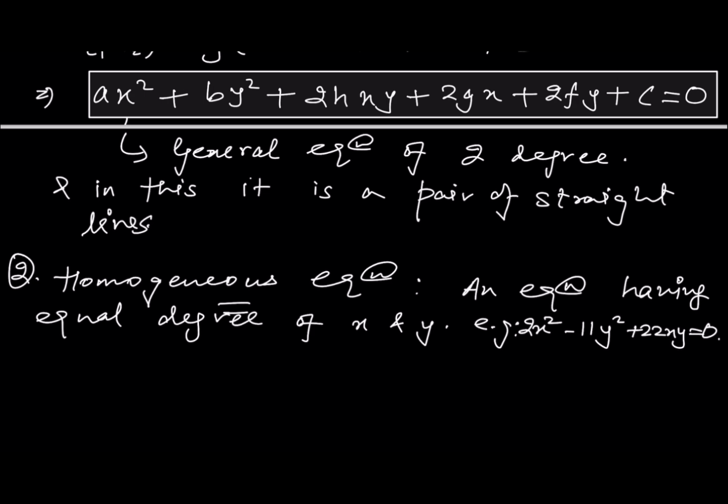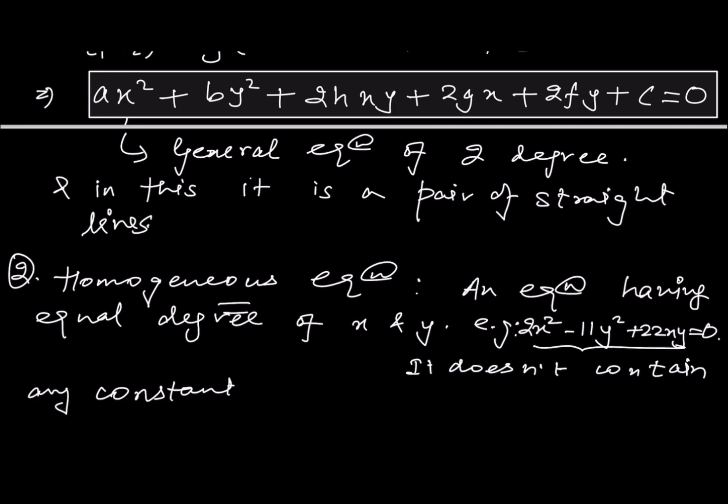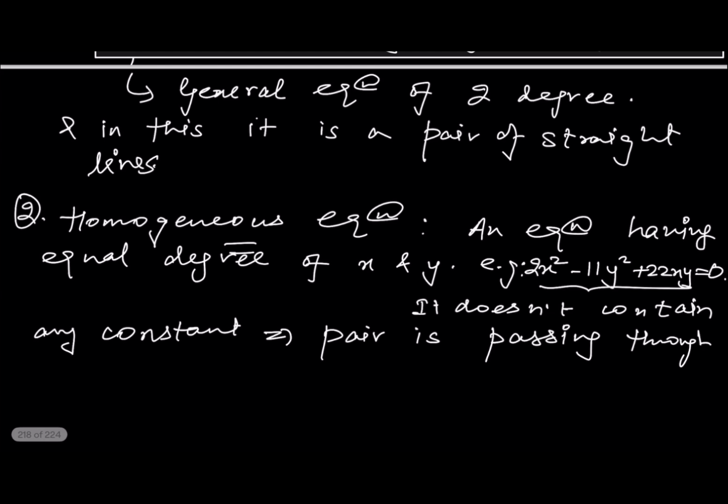Also, it doesn't contain any constant. What does it mean? It means the pair is passing through the origin. It means the origin (0, 0) will satisfy this equation.